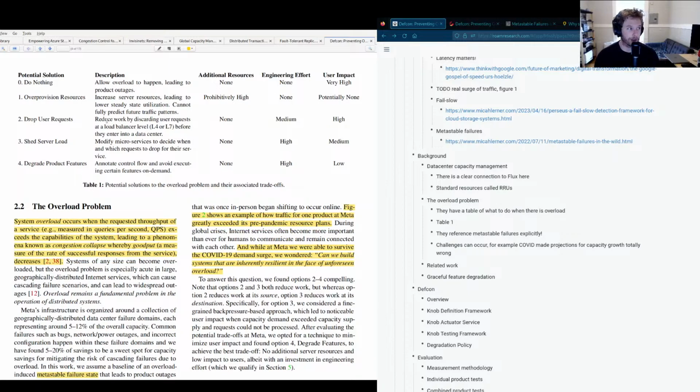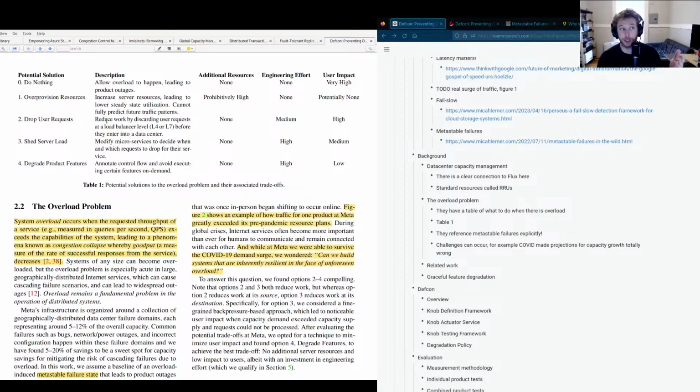Dropping requests. This is like load shedding. It means that you discard requests, but that certainly impacts users, because you're dropping requests, so they'll probably notice that the requests they're sending are not reaching the servers.